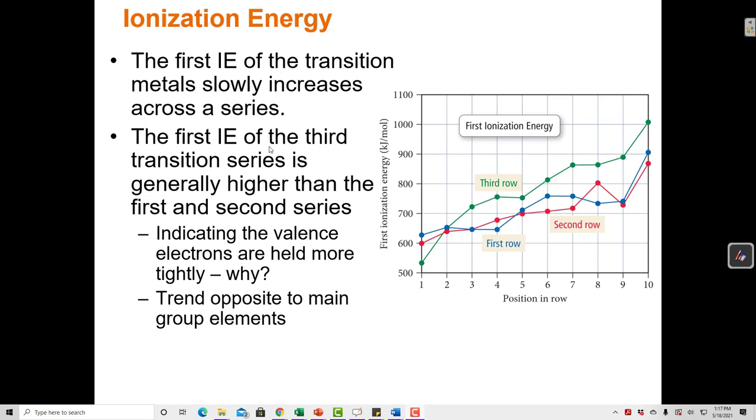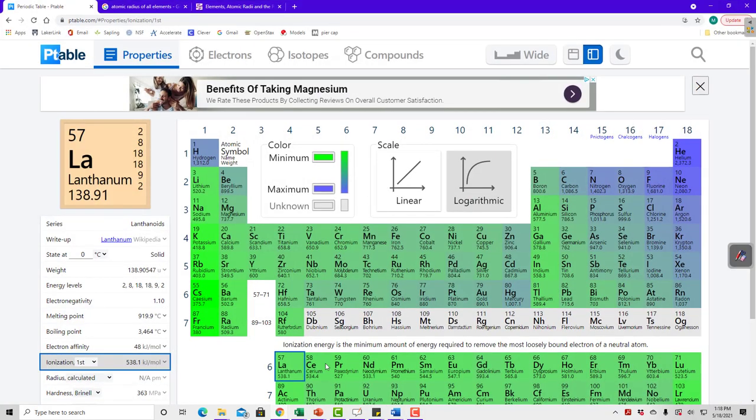Well, if the reason that they don't hold on tightly to their electrons is because of increased shielding, and we saw that the extra F electrons that we've added in that series do not really contribute to the shielding, they don't repel the other electrons very much, then again, what we've done is we've added lots of protons to an atom across that lanthanide series, right?